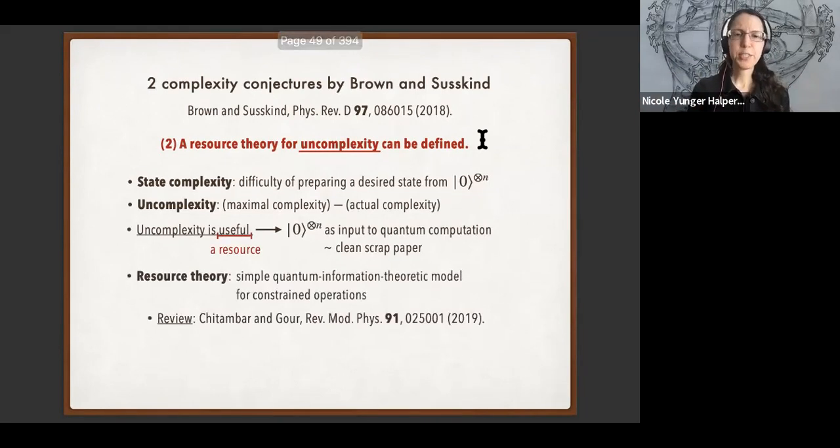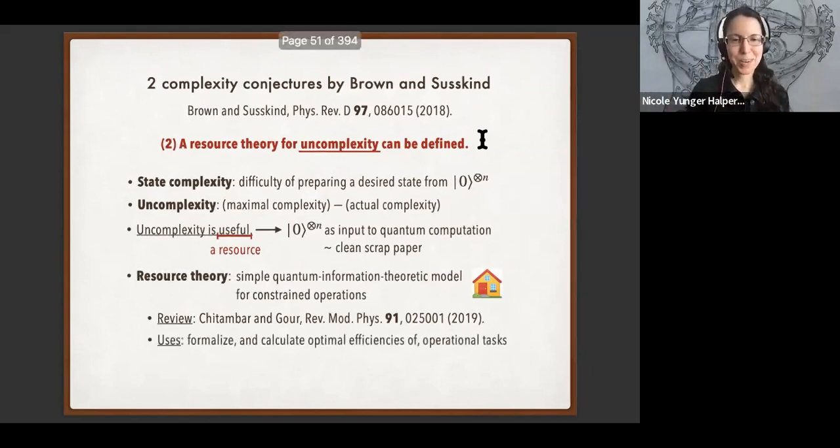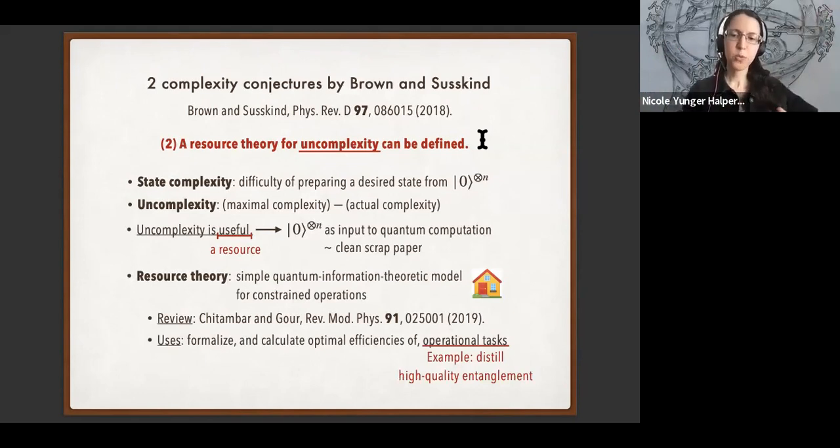And in quantum information theory, there's a construct called a resource theory. This is a simple information theoretic model for any situation in which constraints restrict the operations we can perform and the systems we can access. The resource theory framework is actually one of my home bases where I've grown up scientifically in part. We use resource theories to formalize operational tasks like the distillation of high quality entanglement from low quality entanglement, and to calculate the optimal efficiencies with which we can perform those tasks. So conjecture number 2 is that one can define a resource theory for uncomplexity.